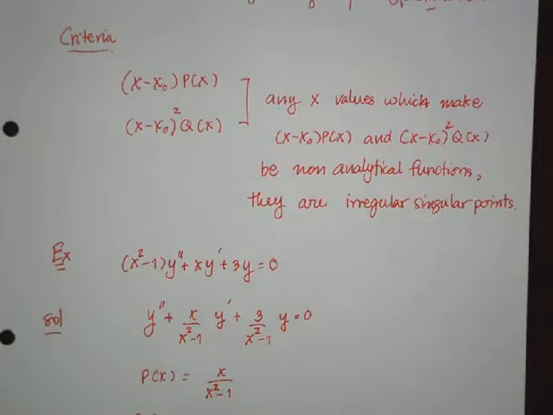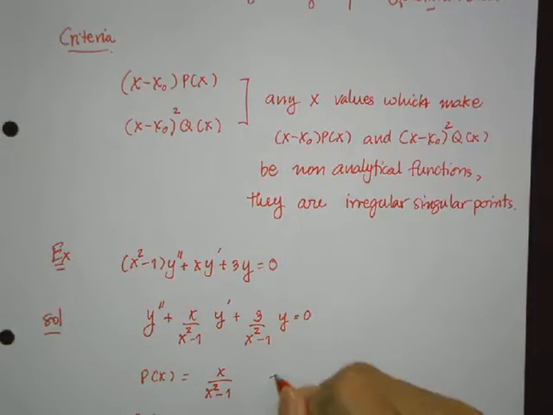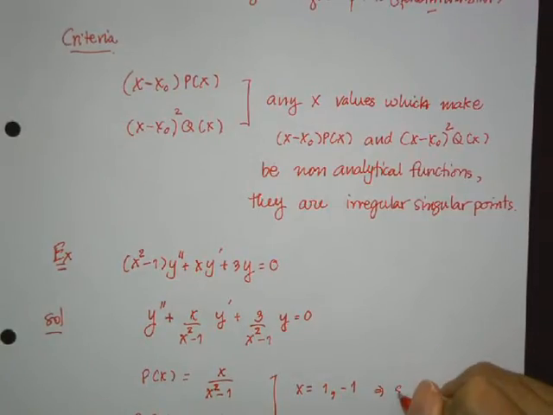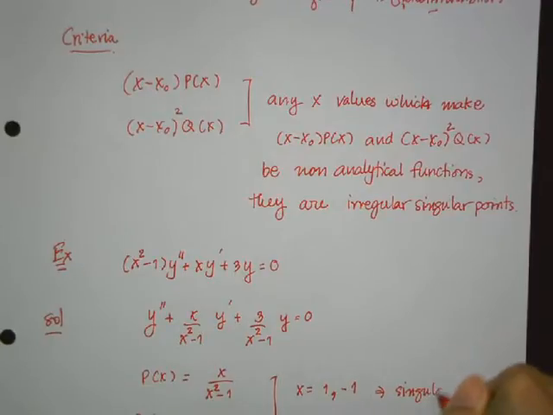Do we have singular points for this problem statement? Yes. How many? We have 2. We have x equal to 1 and minus 1. Both of them are singular points.